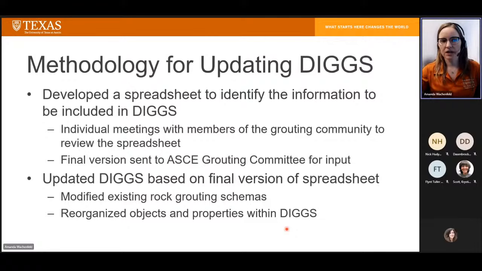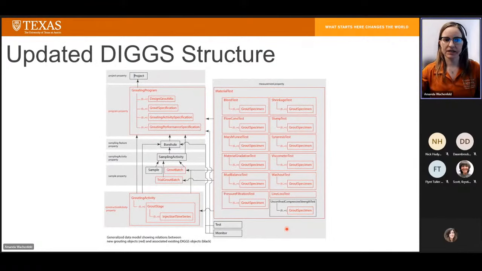And once we got feedback, we used that list to update DIGGS. And this included modifying the existing rock grouting schema and reorganizing some properties and projects within DIGGS to better encompass the soil grouting information. So this is our updated DIGGS structure based on the feedback in our final spreadsheet. So this is a generalized data model showing the relations between the new grouting objects, which are in red, and the associated existing DIGGS objects, which are in black. This is not everything that is in DIGGS, but just what's related to the grouting schemas.